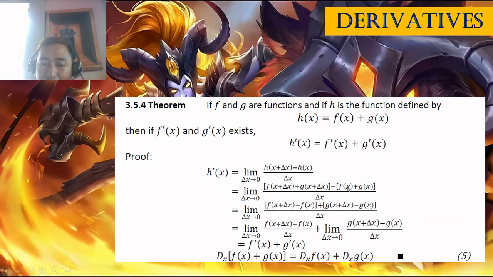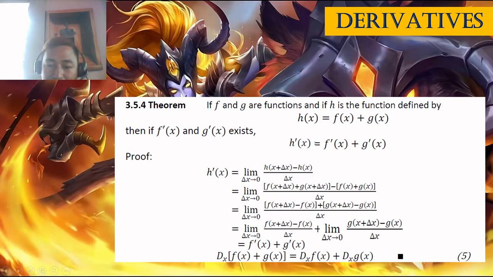Next class, minus f of x, so we have f of x plus delta x minus f of x, and then plus g of x plus delta x minus g of x. Next class, we take the limit of the first part and the limit of the second part, each over delta x. We can separate it into two terms.